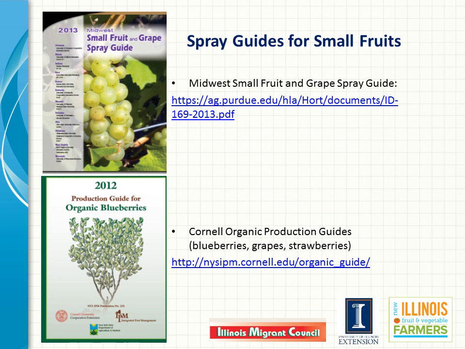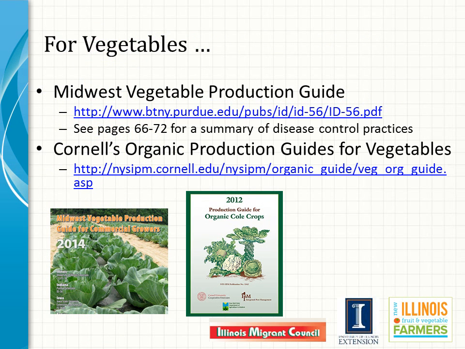For small fruits, use the Midwest Small Fruit and Grape Spray Guide or the Organic Production Guides from Cornell. And for vegetables, the Midwest Vegetable Production Guide and Cornell's Organic Production Guides are very useful. Be sure to look through the general information on vegetable disease management on pages 66 through 72 of the 2014 Midwest Vegetable Production Guide.